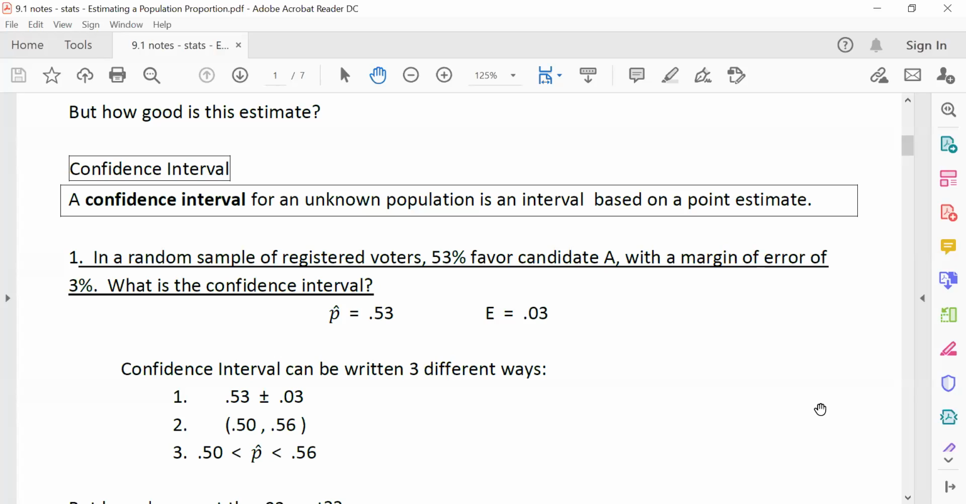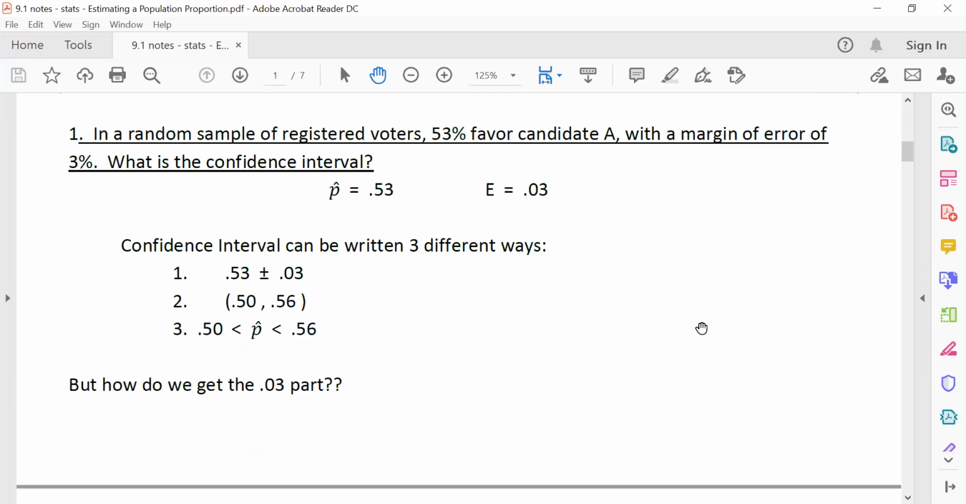So a confidence interval is going to be something that gives us a range of values. It's an interval, exactly what it sounds like. An interval is just a lower value to an upper value. So let's look at some of the basic terminology behind this.